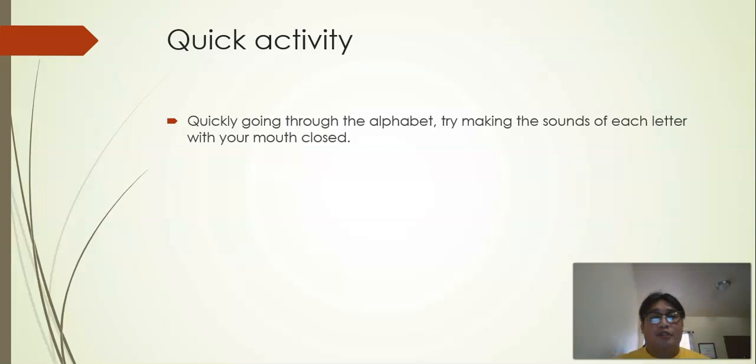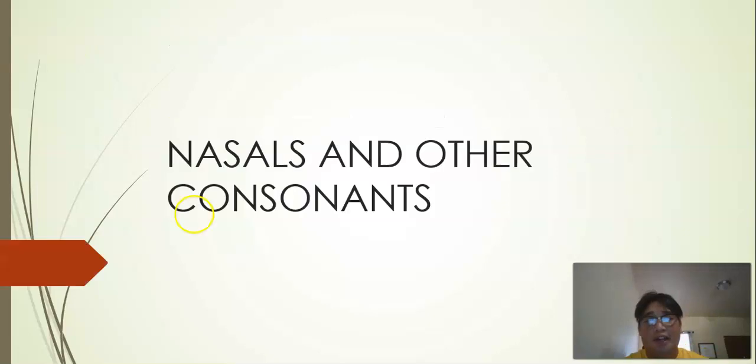What I want you to try and do quickly is close your mouth and then try to sound out each letter of the alphabet. Alright? If you can't sound it out, that's the point of it. Just move on to the next one. M is the only one. Now, because our mouth was closed, we had to breathe through our nose. So air had to escape through our nose, which brings us to our topic of today, nasals and other consonants.